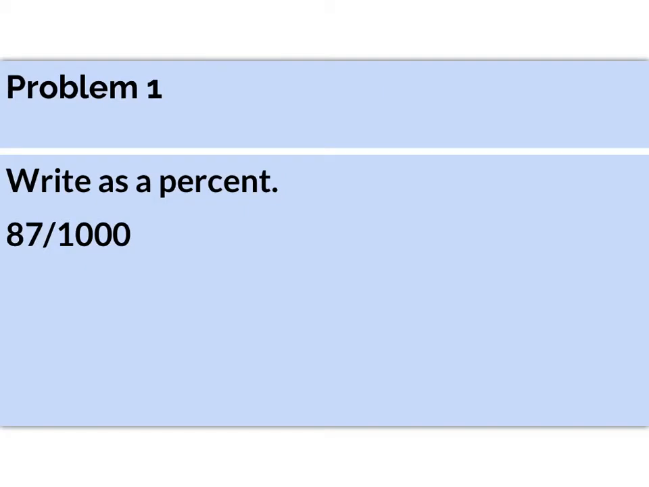Okay, write as a percent 87 over 1,000. All right, here's the problem with this one. You're going to have to divide by 10. And when we divide by 10 with decimals, we just move the decimal over one spot. So now we're over 100. So we got 8.7%.